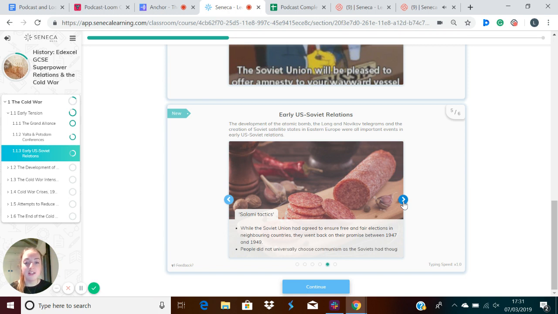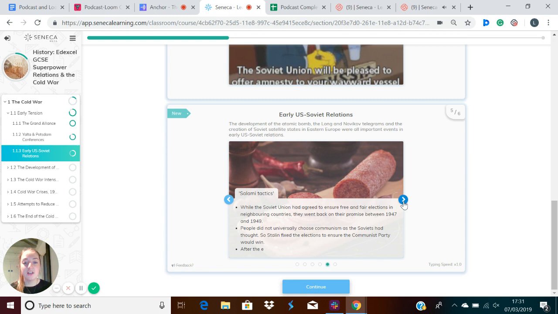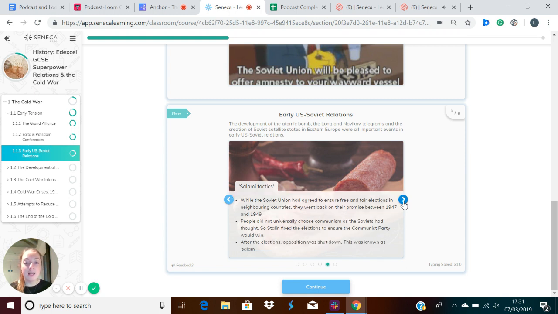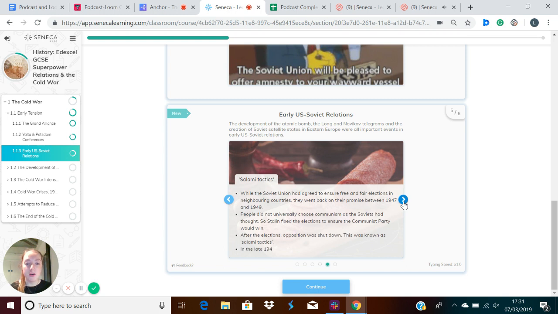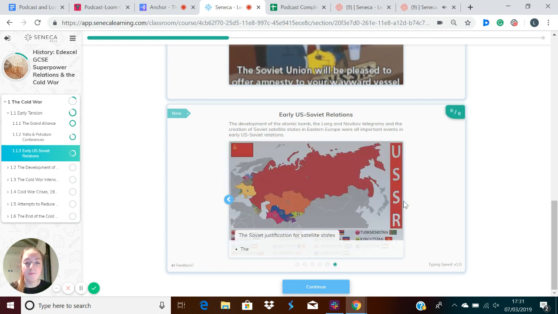People did not universally choose communism as the Soviets had thought. So Stalin fixed elections to ensure that the Communist Party would win. After the elections, the opposition was shut down, and this was known as Salami Tactics. In the late 1940s, communist leaders were installed in Bulgaria, Romania, Poland, Hungary, Czechoslovakia, and also East Germany.